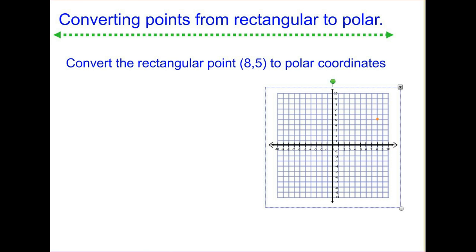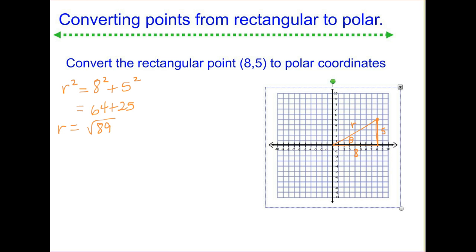And in order to convert this point to polar, I need to know what the radius is and what the angle is. Well, to figure out the radius, I'm just going to use Pythagorean theorem. And this is 8, and this is 5. And I'm going to come over here and figure out my radius by using the Pythagorean theorem. So my radius is going to be the square root of 64 plus 25, and I'm going to get the square root of 89.